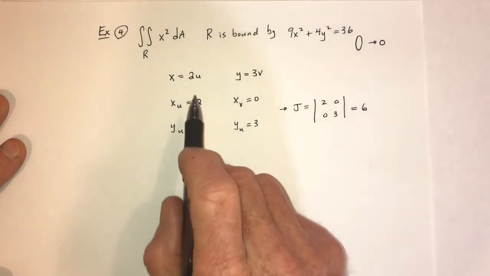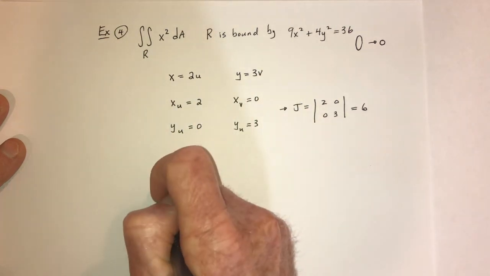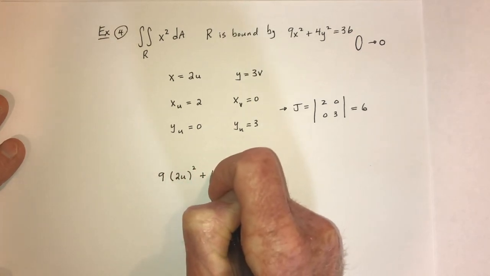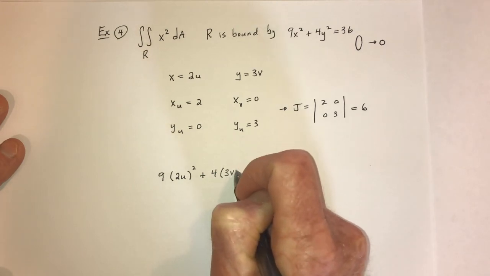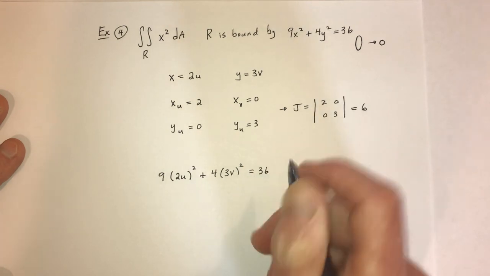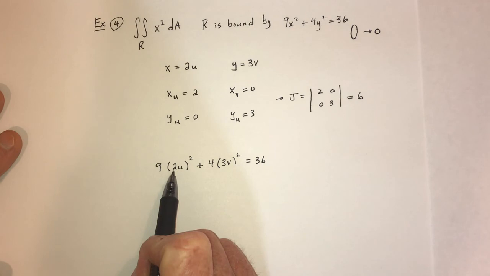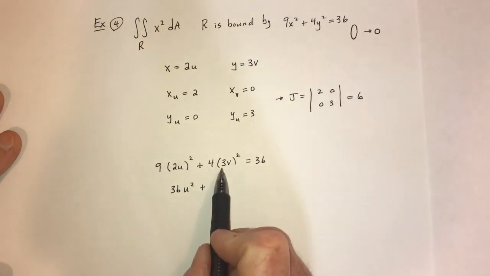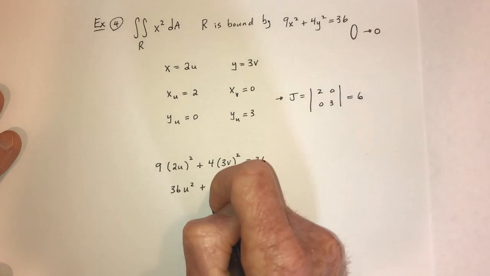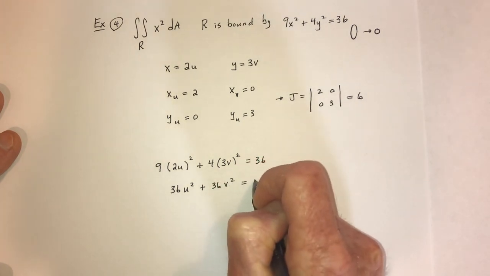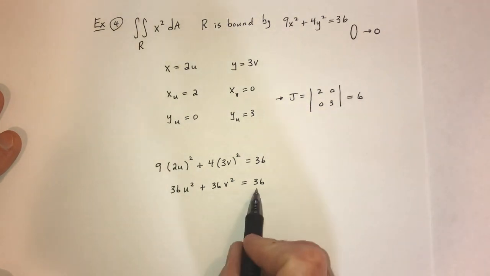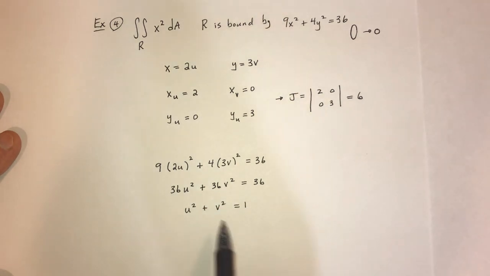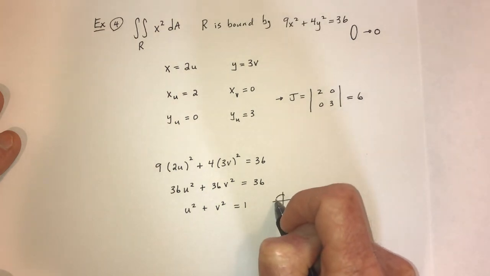Now what happens to the boundary? So directly just make the substitution. It's going to be 9, and then x gets replaced with 2u, that gets squared, plus 4, and then y gets replaced with 3v, and then that gets squared, and it equals 36. So this would be 4u squared times 9 makes it 36u squared. This would be 9v squared. 9 times 4 is 36. v squared equals 36. Then divide everything by 36 and you're left with just u squared plus v squared equals 1. And this is a circle with a radius of 1.